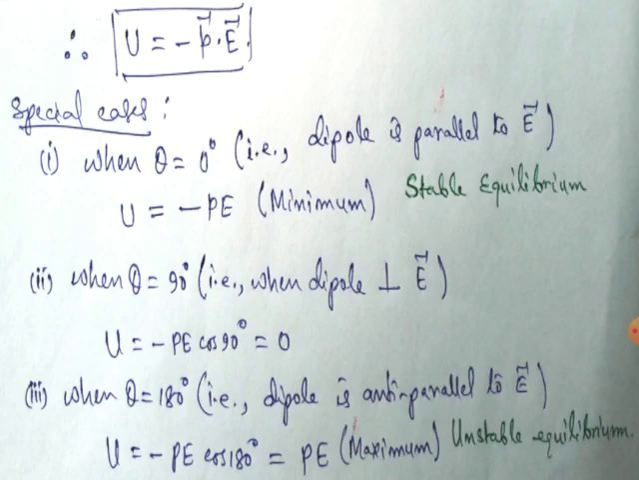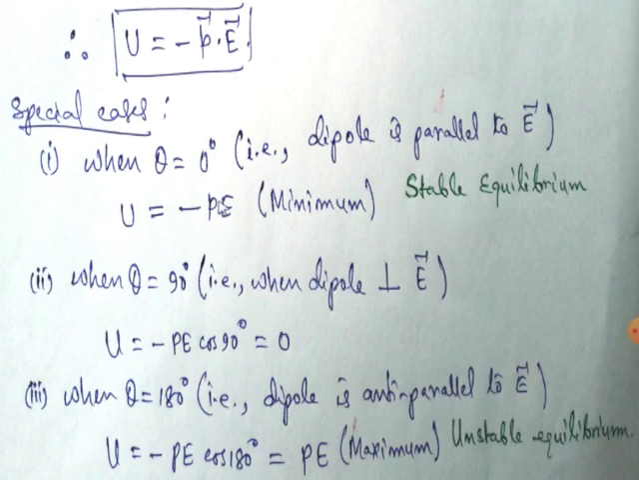Now let's see some special cases. When theta is equal to 0 degree, that means when your dipole moment and electric field E vector are parallel to each other, then your potential energy will be equal to minus PE, because cos of 0 degree is 1, and this is the minimum potential energy.